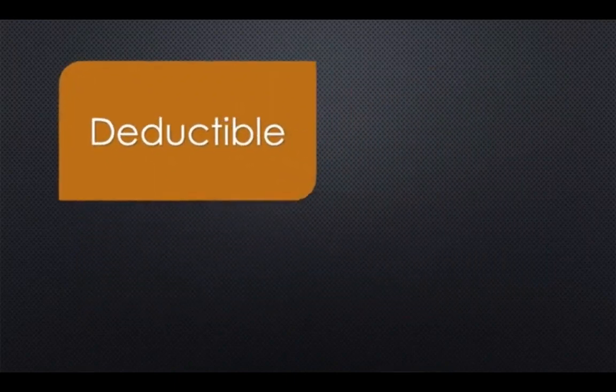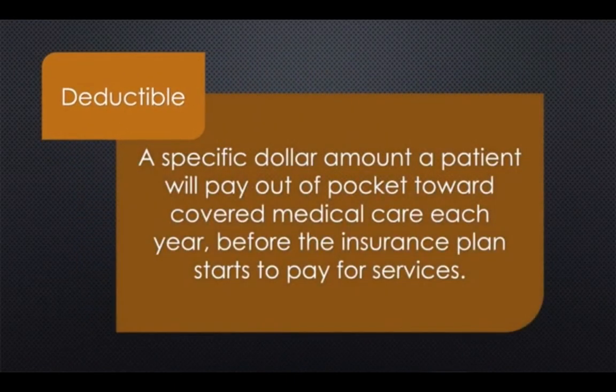Our next term is deductible. A deductible is a specific dollar amount a patient will pay out of pocket toward covered medical care each year before the insurance plan starts to pay for services. So, if a patient has a $1,000 deductible, this is how much they're going to have to pay out of their pocket before insurance will start paying anything on their behalf. Most plans do not count copays towards a deductible.